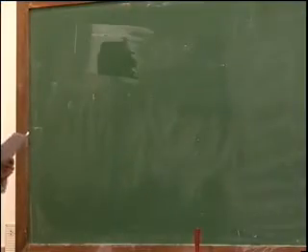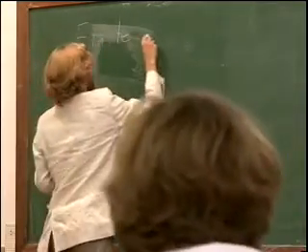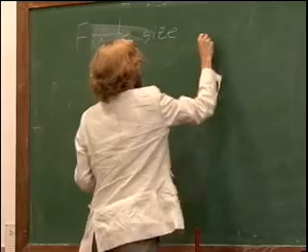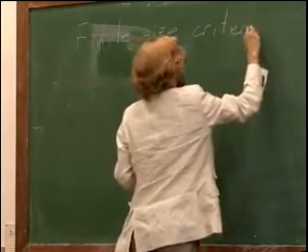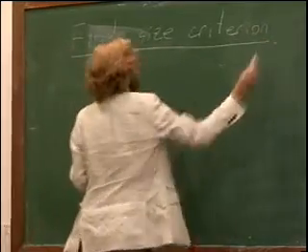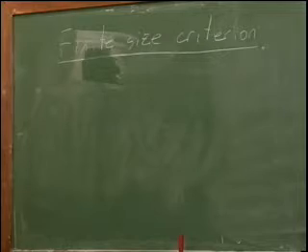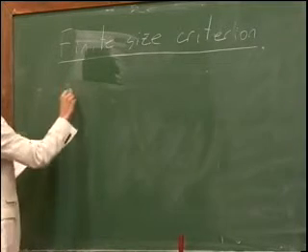So the first thing I'll do today is what we call exercise 3.3. I'll prove the finite size criterion for percolation. So the finite size criterion goes as follows.